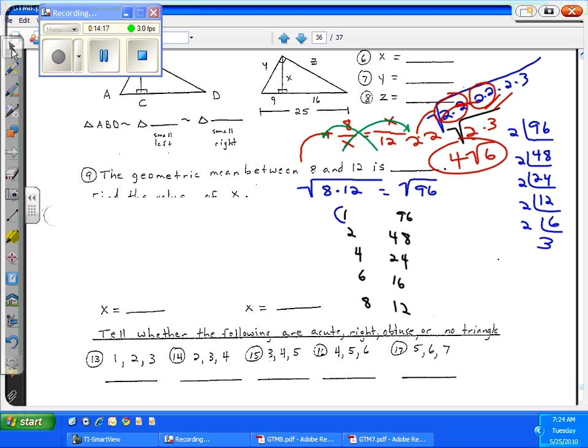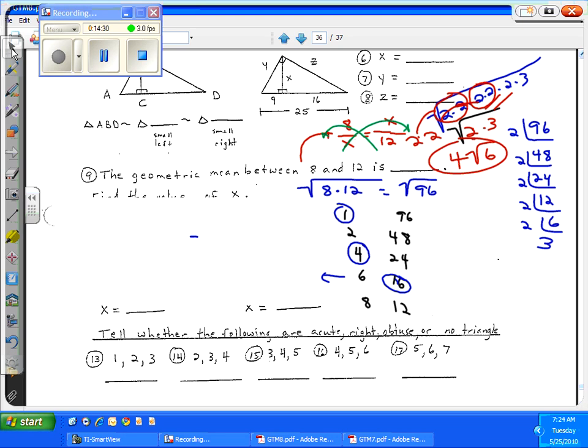And so we get the factors and we think, well, what is the largest perfect square factor? Well, 1's a perfect square. 1 squared is 1. 4's a perfect square. 2 squared is 4. 16's a perfect square. 4 squared is 16. The largest perfect square factor is 16.